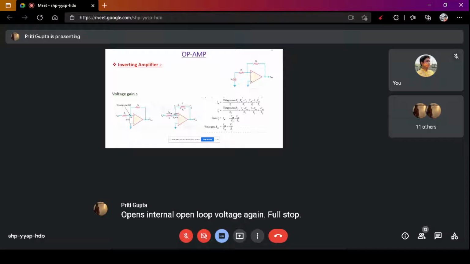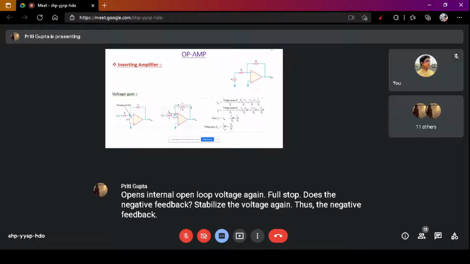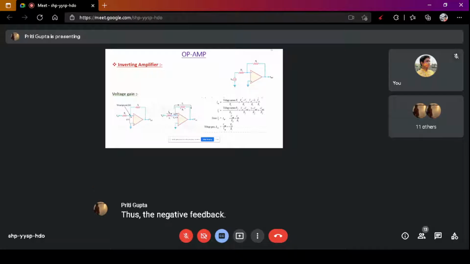Thus, the negative feedback stabilizes the voltage gain. Next, number 3.